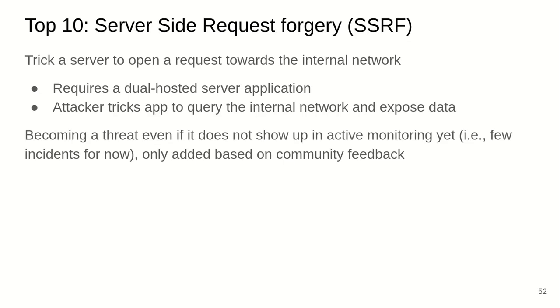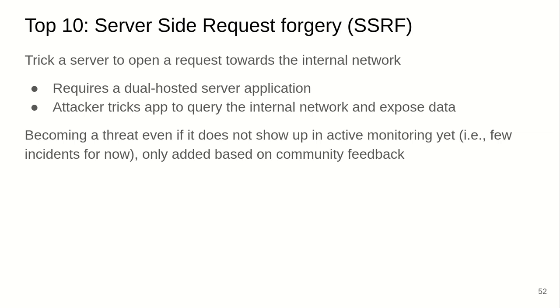Number 10, server-side request forgery. Here the attack vector is that you can trick a server to open a request towards the internal network. Imagine that the web application is running in a demilitarized zone, where the server has access both to the internal network but also to the external network. So the server is actually dual homed.